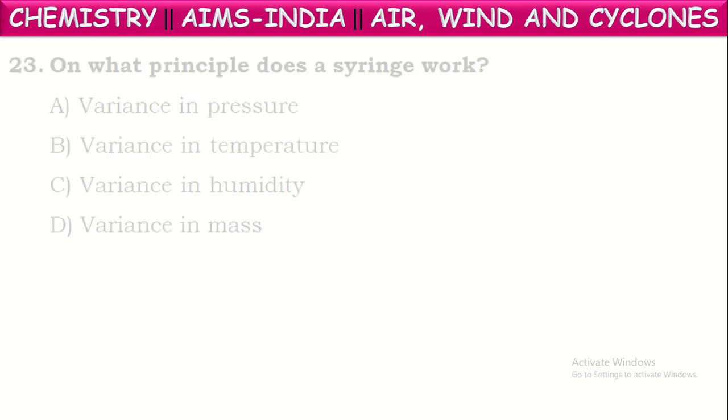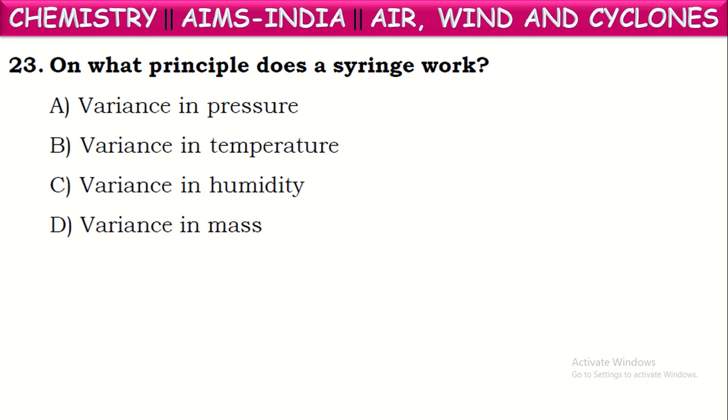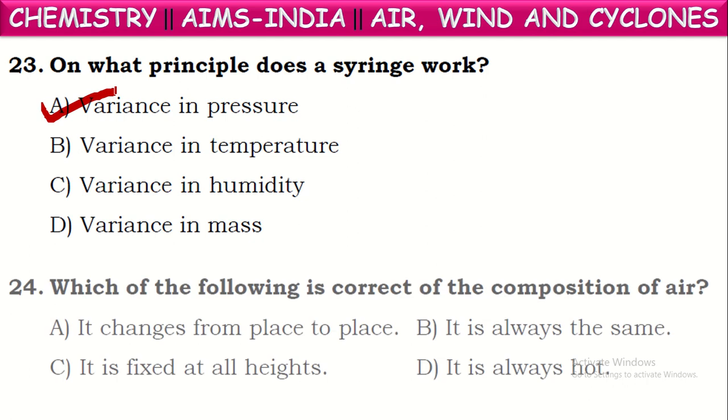Right? Next one. On what principle does a syringe work? A syringe and a straw all work based upon the variation of pressure in and out of the syringe. We know air always will rush from a high pressure area to a low pressure area. Based upon this difference in pressure, a syringe works. This is right. Next one.